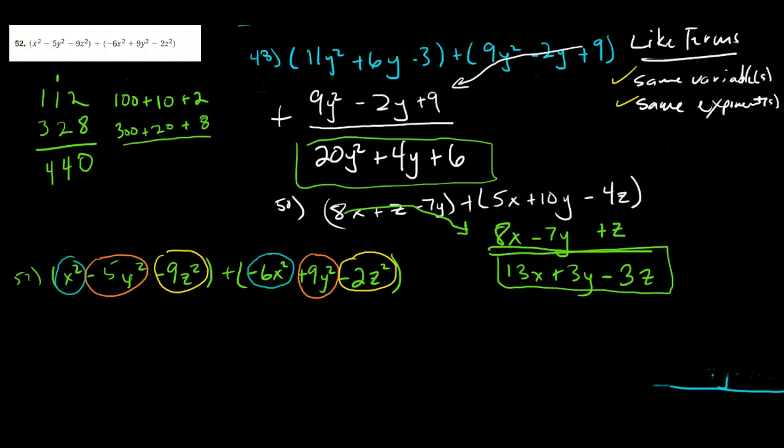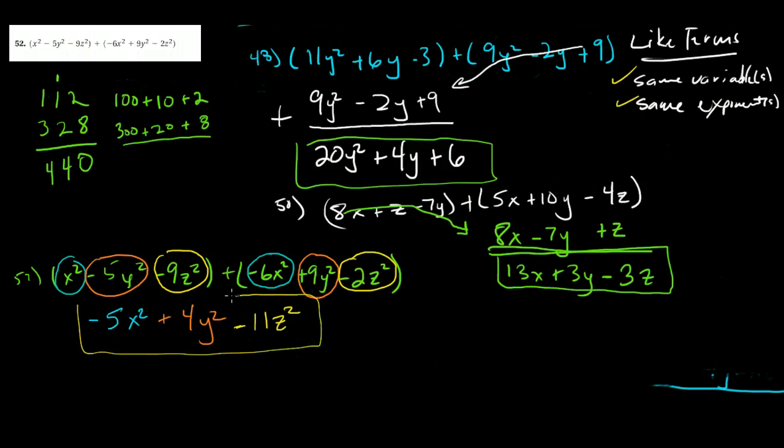So now I can just combine my blue ones. My blue ones are the x squared minus the 6. So if I have one of something and I take 6 of it away, then now I have a negative 6 of that something. With my y squareds, if I have a negative 5 and I add to that 9, then I have a positive 4y squared. And finally, with the negative 9z squared minus 2z squared, that'll just be a more negative 11z squared. And that's my answer. That's adding polynomials.